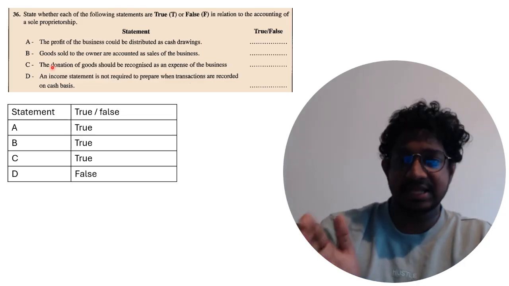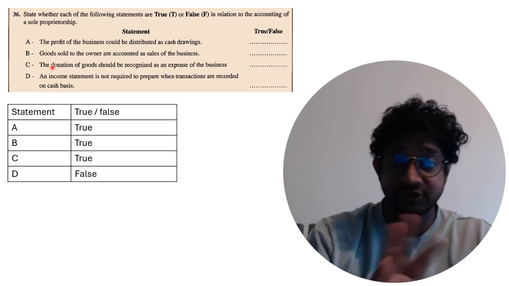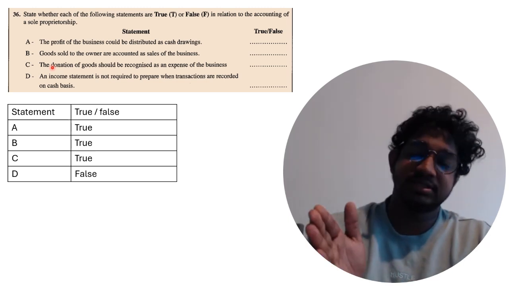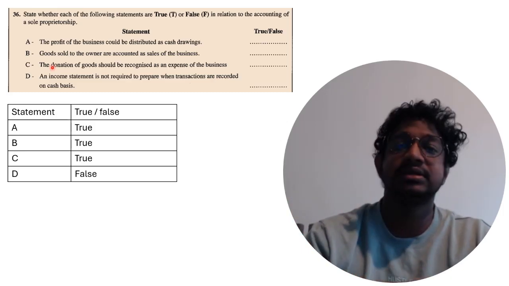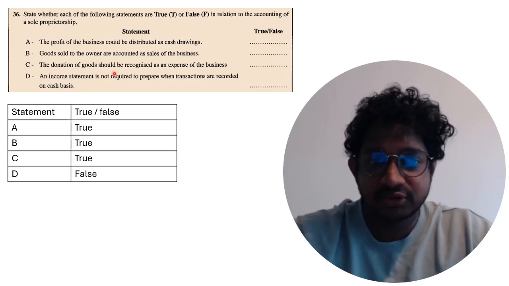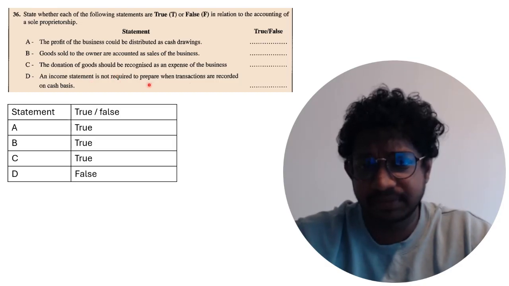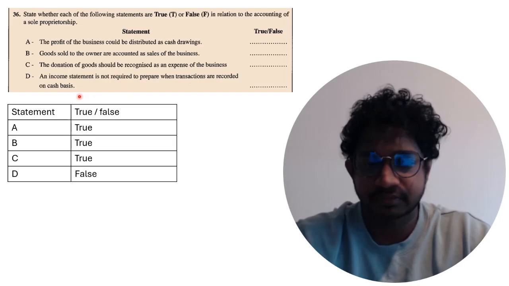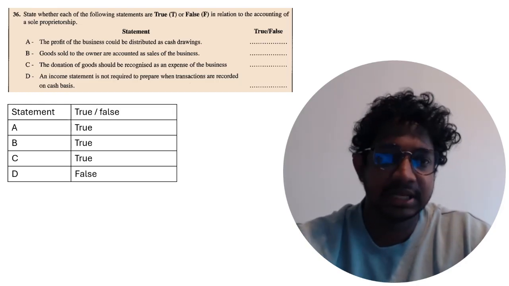The business and the owners are two different things. So if the business sold some stock to the owner, we consider that as also sales, right? The donation of goods should be recognized as an expense of the business, true. An income statement is not required to prepare when transactions are recorded on cash basis. That's incorrect. We have to prepare income statement to find out profit or loss, right?